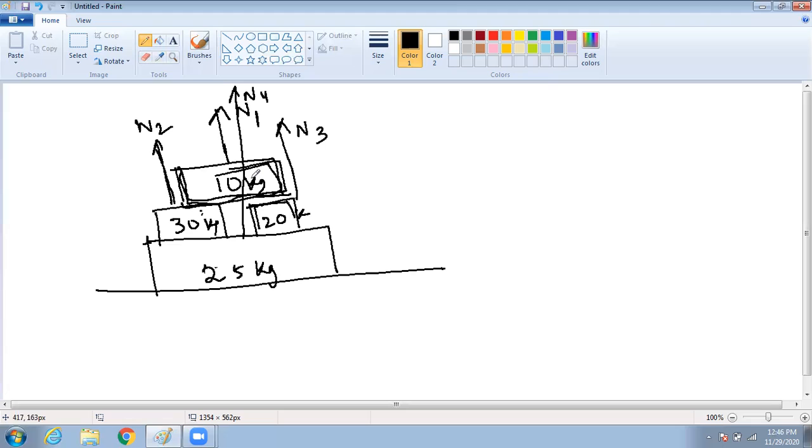Yes or no, Swaroop? Yes, sir. Always remember, start with the last one, find out the last one, then always go from down to top, it will be easy. Always do down to top. First find N4, then N2, N3 and then N1.